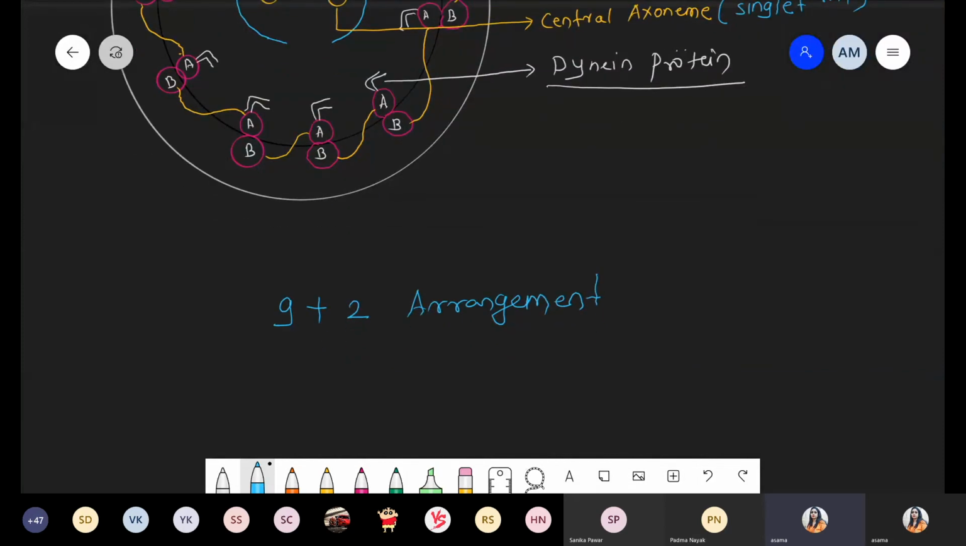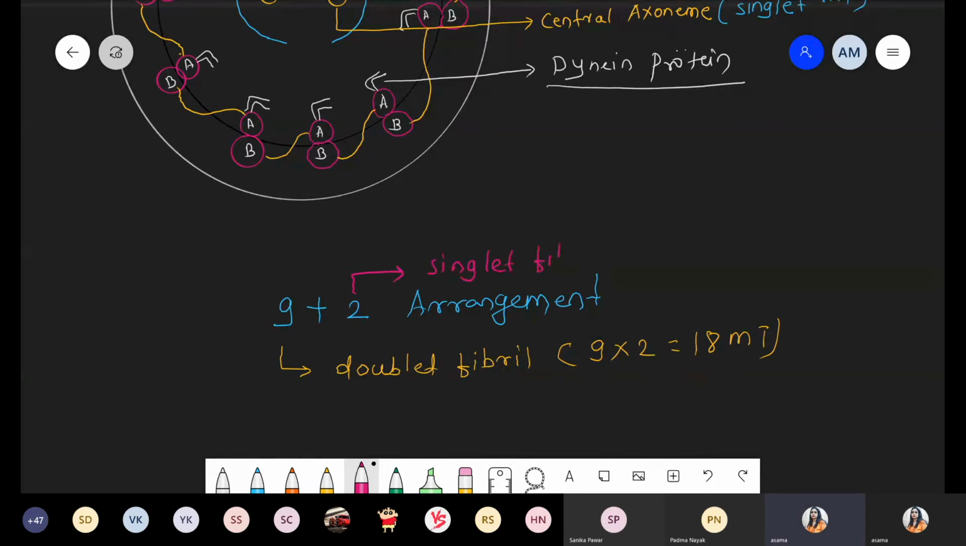The answer is true, 20. Because just as we discussed, the 9 are present in doublet form. बराबर है? It is present in doublet fibril. And doublet fibril means what? 9 times 2, total 18 microtubules associated with this point. And the 2 at the center are present in singlet form, singlet fibril, singlet microtubule. So definitely 18 plus 2, total 20 microtubules.